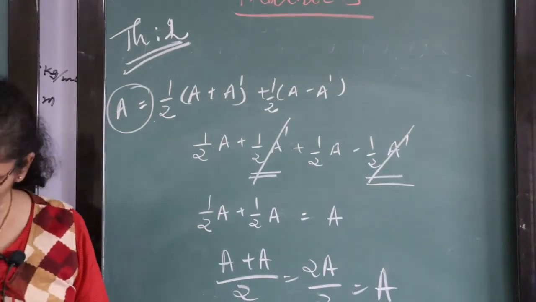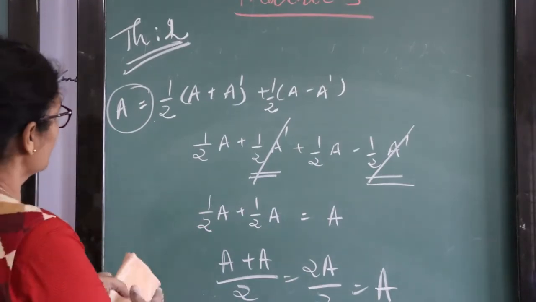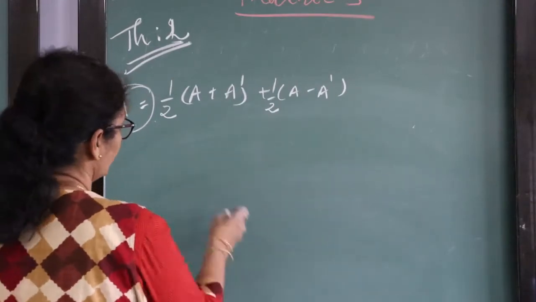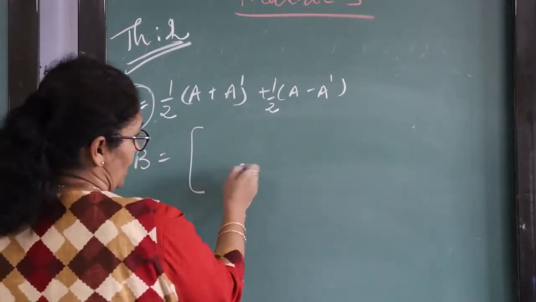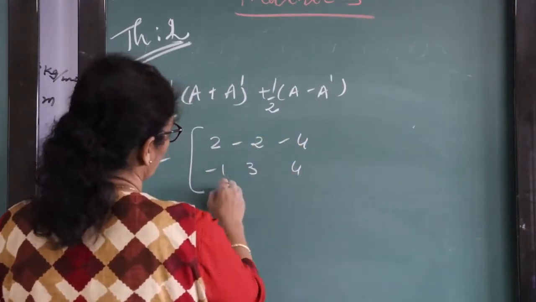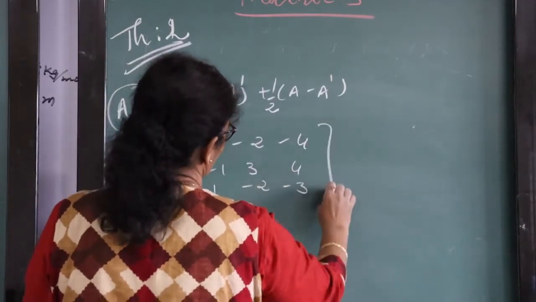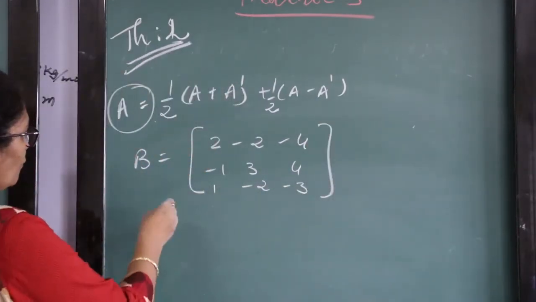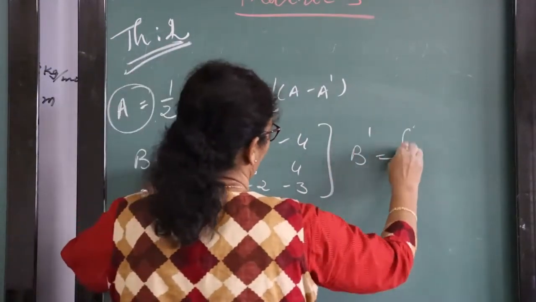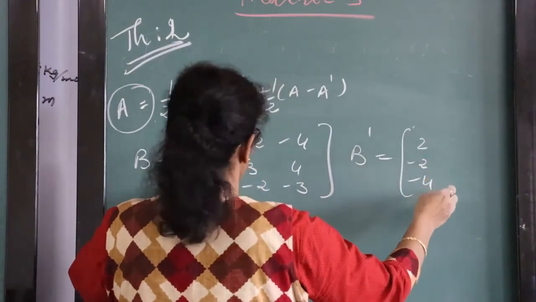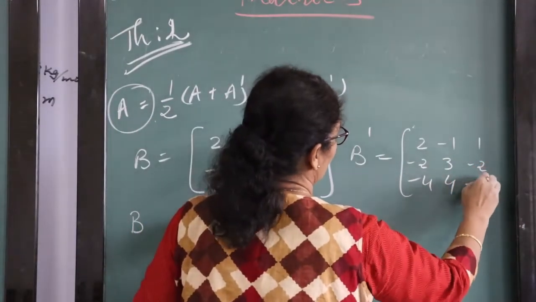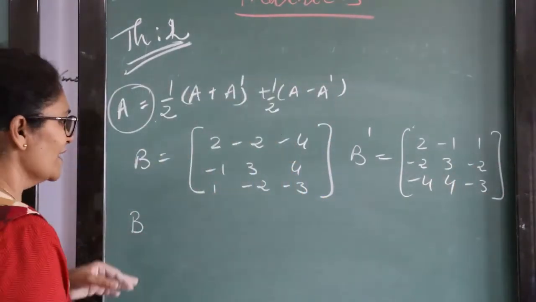Now we will take one example for this and we will prove this theorem number 2. Let's take one example. Suppose we are taking matrix B as 2, minus 2, minus 4; minus 1, 3, 4; 1, minus 2, minus 3. This is your textbook's example only. Now we will write B transpose. So what is it? First row we will write as a first column. Second row we will write as a second column, and third row we will write as a third column.